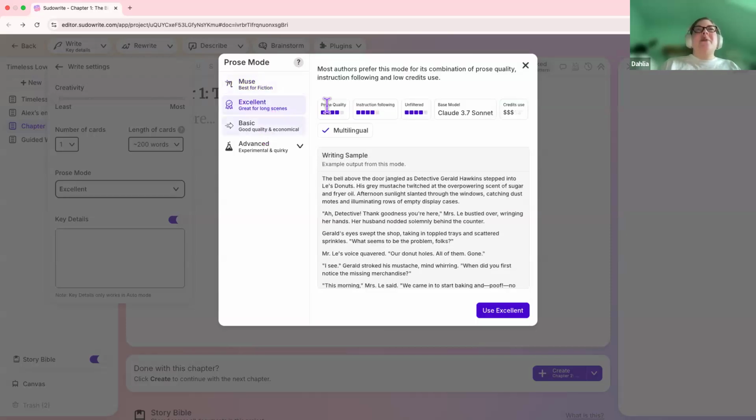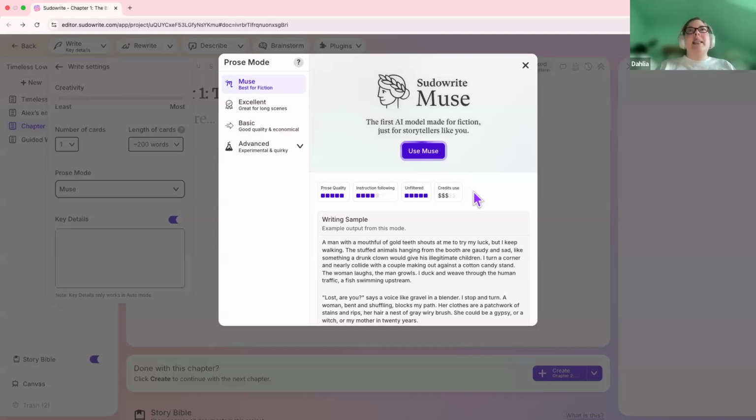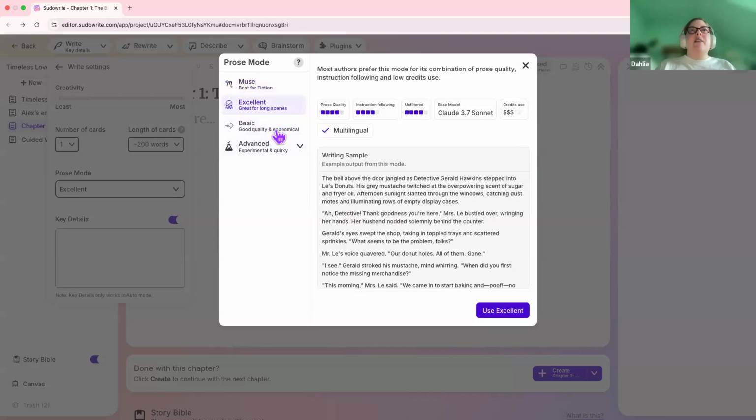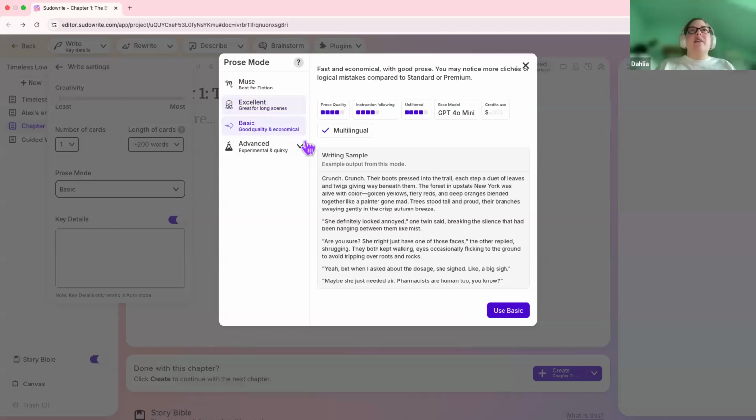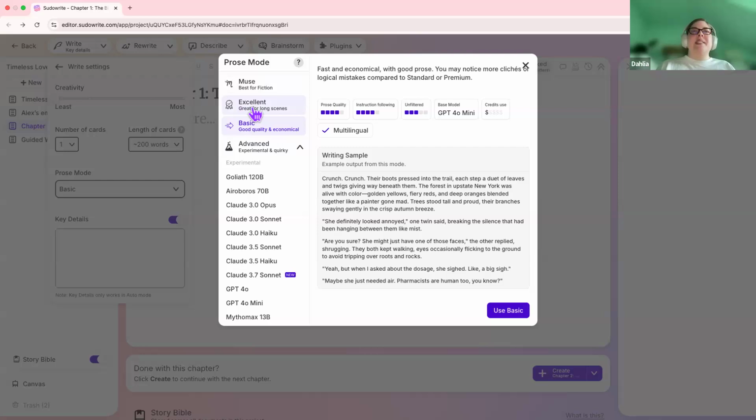As you may have noticed here, Excellent has this little button for being multilingual. Not all of the models are equal when it comes to writing languages other than English. So in case you're not writing in English, that's something to keep an eye on. Muse, for example, is currently not multilingual, but a lot of the models like Excellent and Basic are working well with different languages.